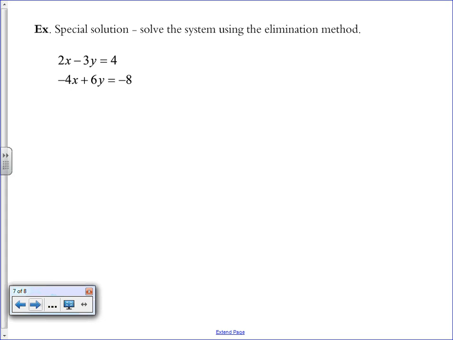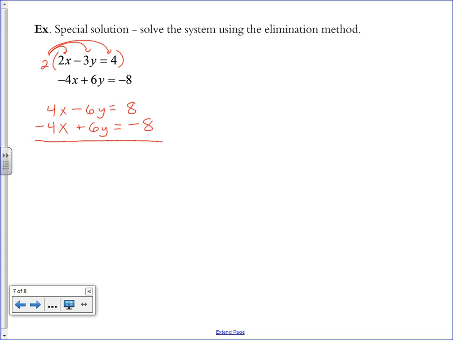And there are special solutions when you solve with this method too. You'll see that it falls out the same way. I have the x's won't eliminate, the y's won't eliminate, so I'm going to try to go for the x's and multiply this equation by 2. If I multiply the first equation by 2, it becomes 4x negative 6y equals 8. The second equation already has a negative 4x, so I don't need to multiply it by anything to make the x's eliminate.